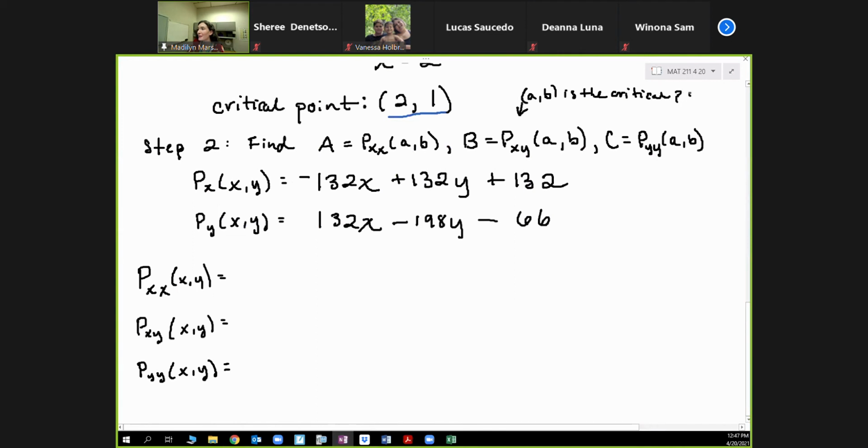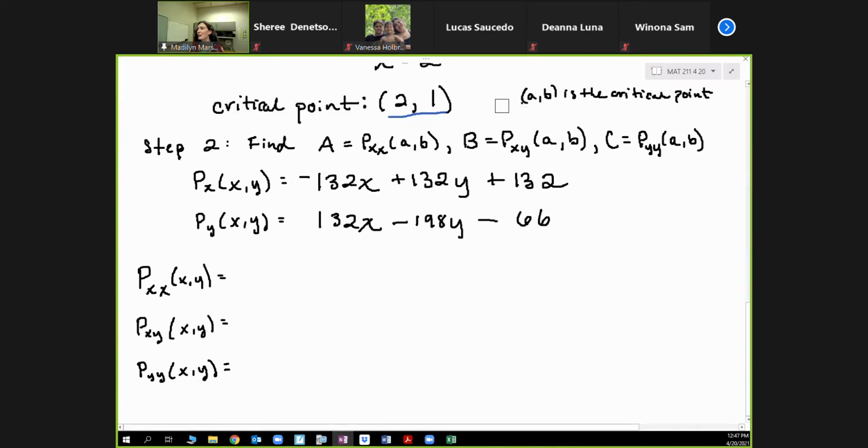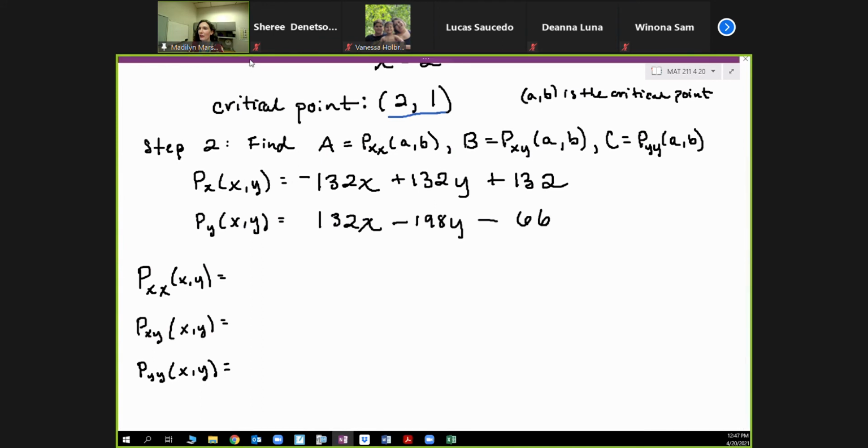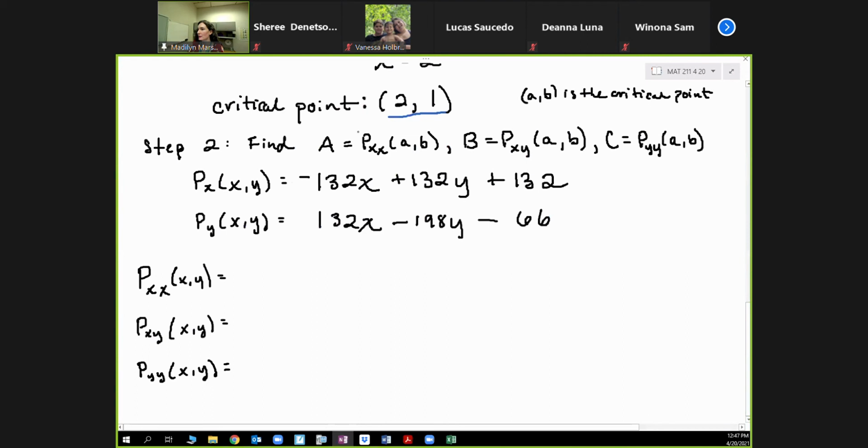And that didn't really matter in the previous example because all of our second order partial derivatives were just a number with no variables in them, but we can't assume that it won't happen. So that's a good question. I don't think that was clear earlier. So we first need to find the second order partial derivative without the a, b first, and then we can plug it in if necessary.